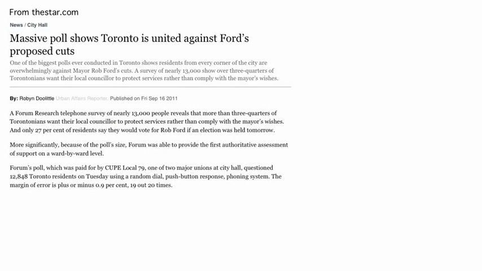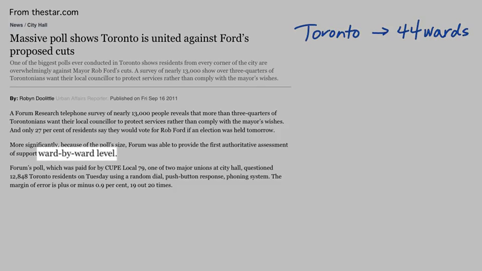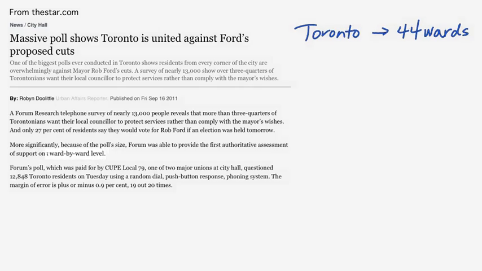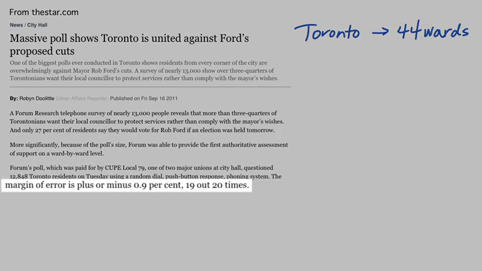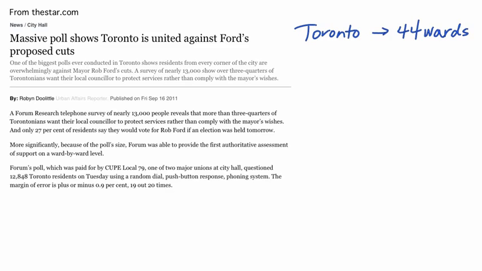Why did they include so many people in their sample? The City of Toronto is broken down into 44 wards, and the researchers wanted to be able to estimate the proportion of Ford supporters on a ward-by-ward basis. The article claims that the margin of error of this poll, with 95% confidence, is 0.9%.